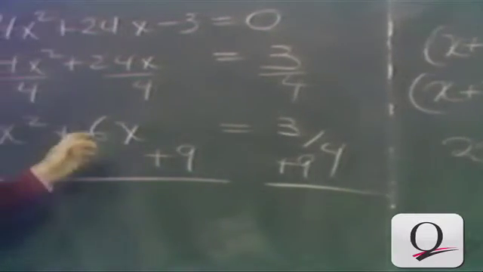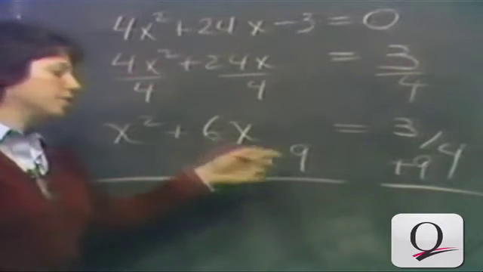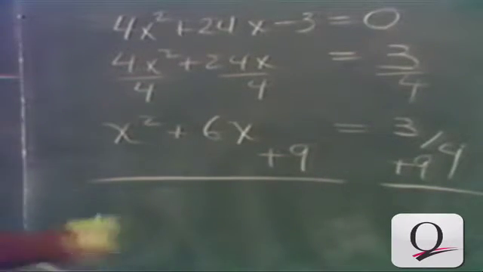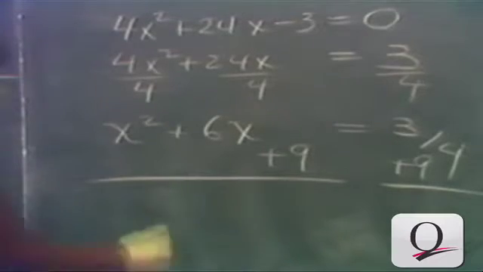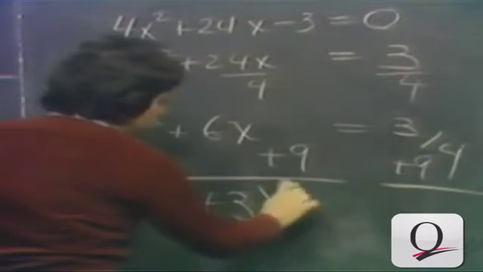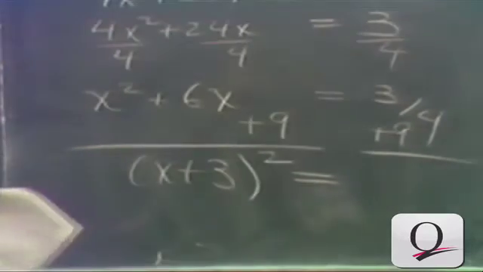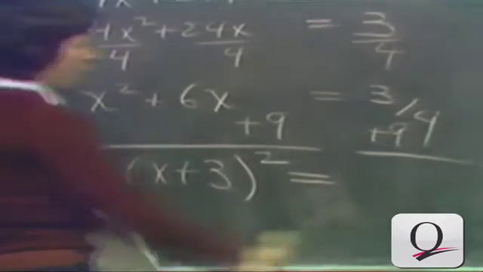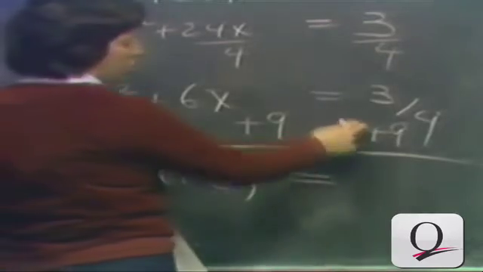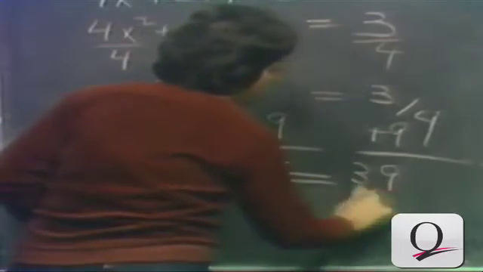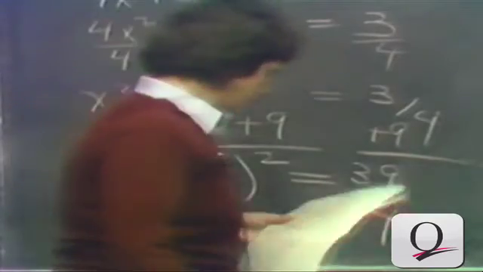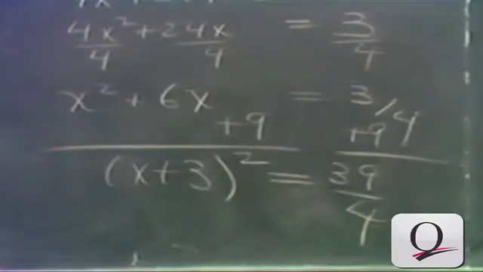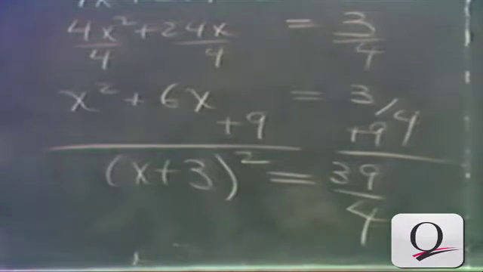Okay, and this can be done in your head. You simply take the coefficient, halve it, get 3, square it, it's 9, and that's what you add to both sides. The left side is x squared plus 6x plus 9, or x plus 3 squared. It's a perfect square. The right side is 3/4 plus 9. Well, 9 can be thought of as 36/4. 36/4 plus 3/4, that's 39/4. We have x plus 3 squared equals 39/4.